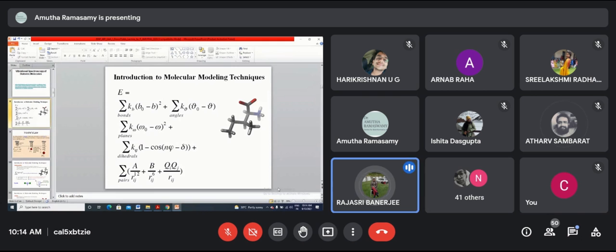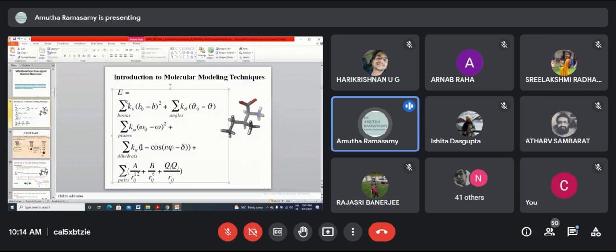Yes, ma'am. So, as a whole, the energy comes from the bonded interaction, which comes from bond, angle, and dihedrals, and then the non-bonded interaction. These components, one by one, we are going to understand now. This is just a beginning intro.